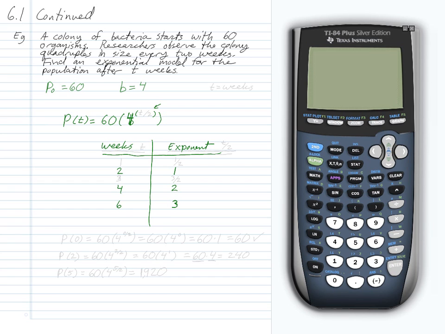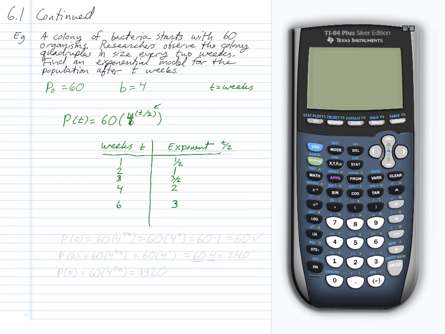So what's the relationship here? Well, the exponent is going to be half the number of weeks. So if t represents the number of weeks, then our exponent should be t over 2. Right? After 1 week, our exponent should be a half. After 3 weeks, our exponent should be 3 halves. Right? And if this is t, then this is t over 2.